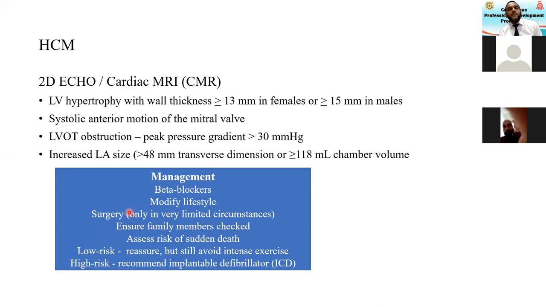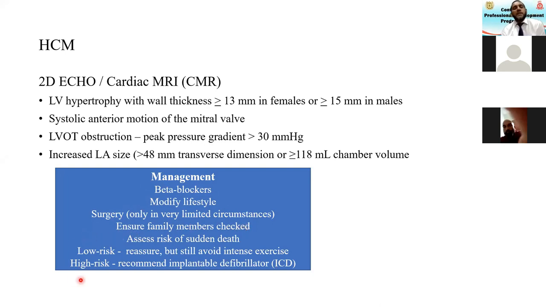So management wise, it's beta blockers and modifying the lifestyle. Surgery is very rarely done, in limited circumstances. Ensure the family members are checked and assess the risk of sudden cardiac death, whether it's a low risk or a high risk.